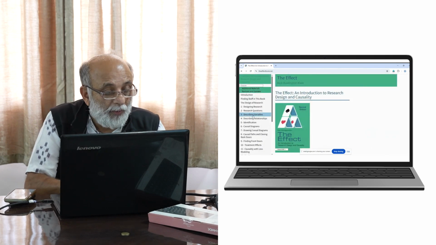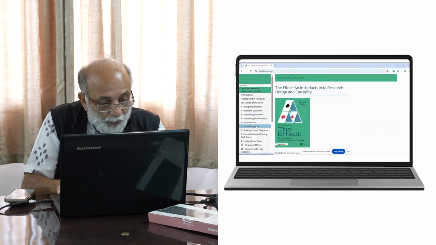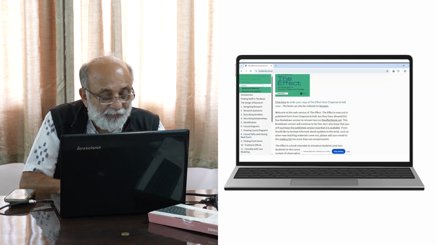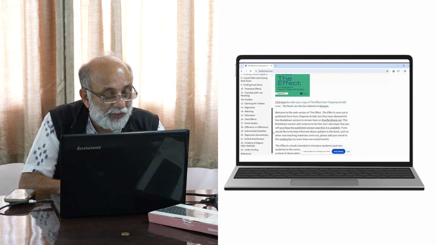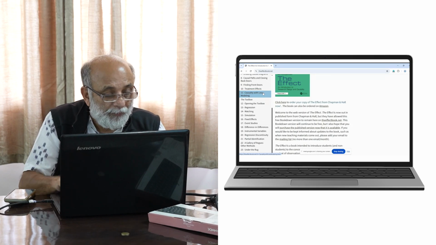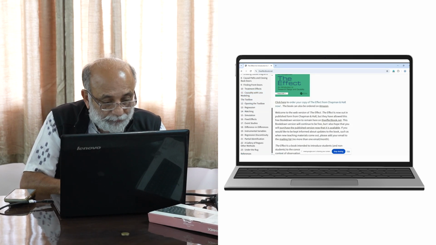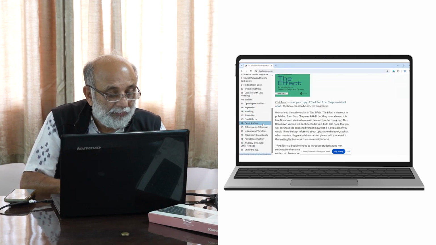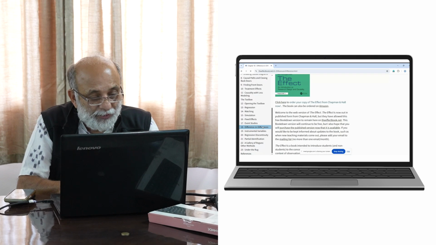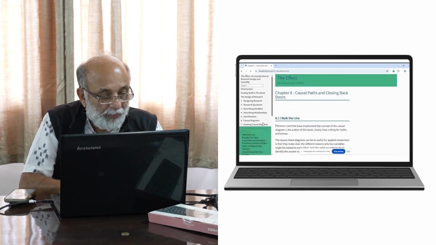Okay, so now you can read the rest of it about how to do policy evaluation and so on, but let me take you to what is called a difference in difference estimator, which uses the dummy variable.